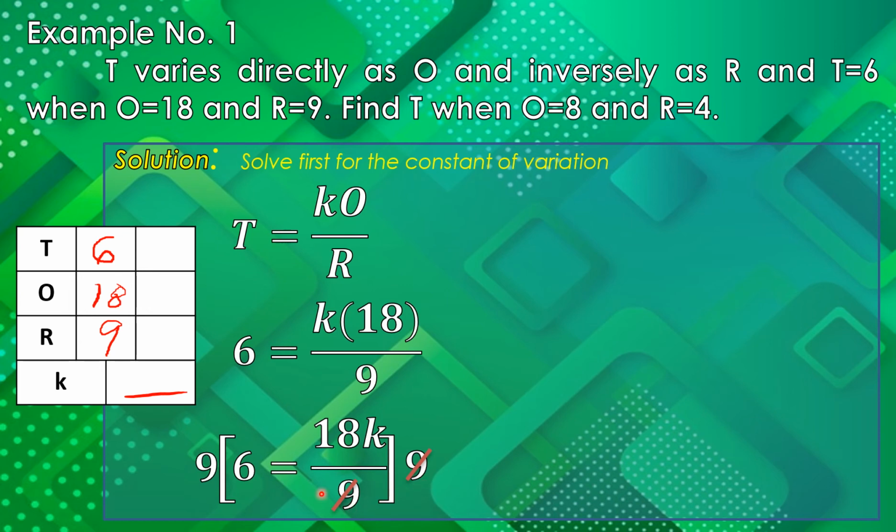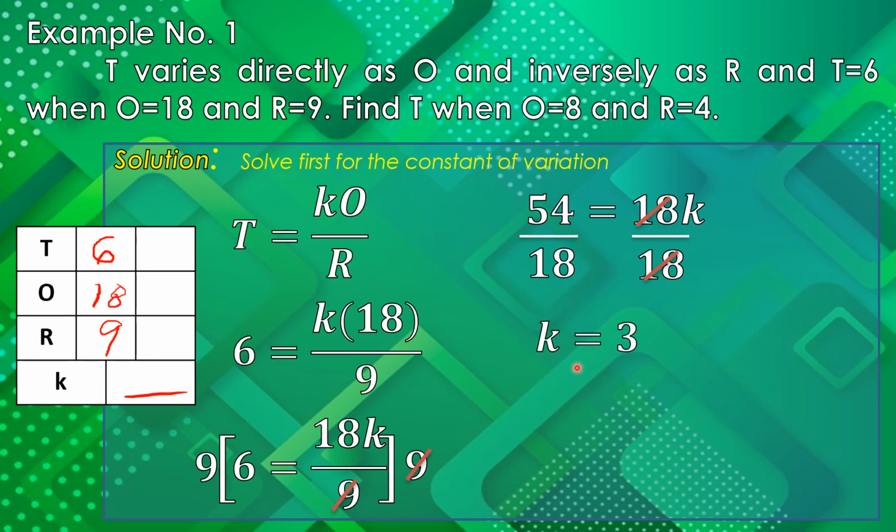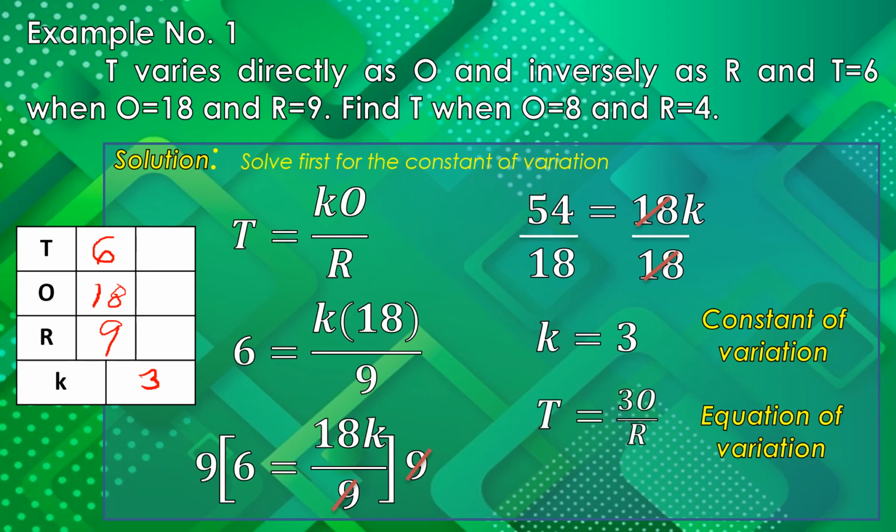Makakancel na siya. Then 9 times 6 will give us 54. Dividing both sides sa 18 to find the value of K. 54 divide 18, that will give us 3. And then, yun ang ating makukuhang sagot. Then, that is the constant of variation, that is 3. And then, our equation of variation is T equals 3O over R.